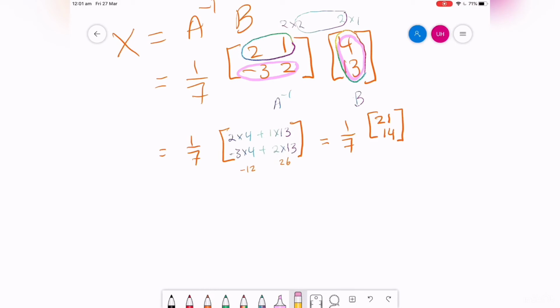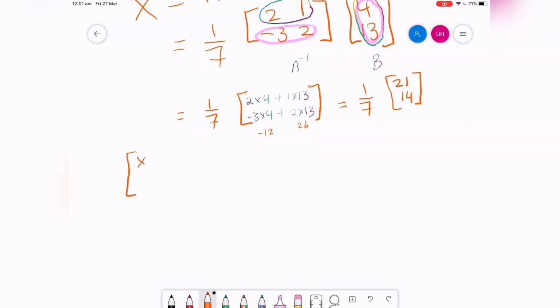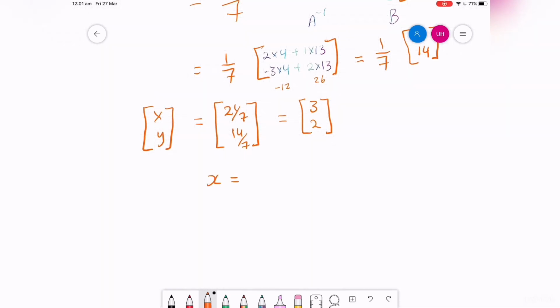And now, therefore, the matrix X, which has the values of X and Y, equals, now I can put the 1 over 7 inside the column matrix here. So this is going to be 21 over 7 and 14 over 7. When you simplify it, 21 over 7 is 3 and 14 over 7 is 2. And therefore, the X value is 3 and Y equals 2.